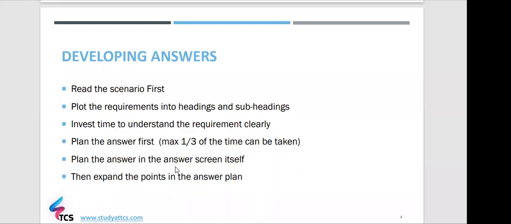After developing the answer plan on the answer screen itself, you are supposed to expand the points in the answer plan when developing your fully fledged answer. So these are the steps which you need to adhere to. Let me reiterate them.